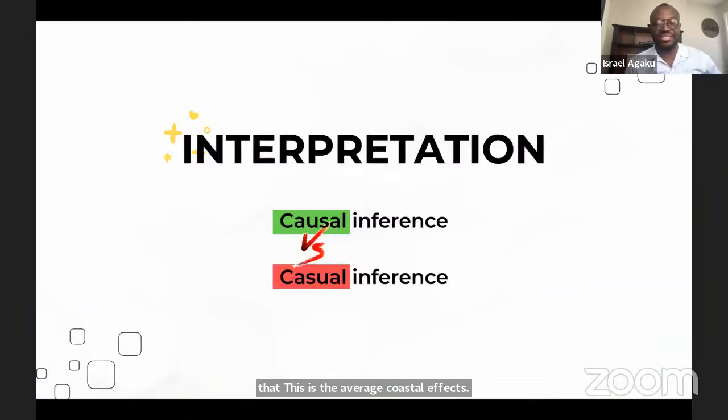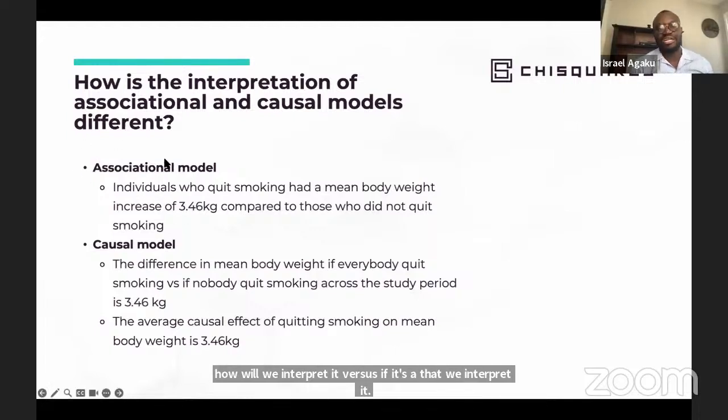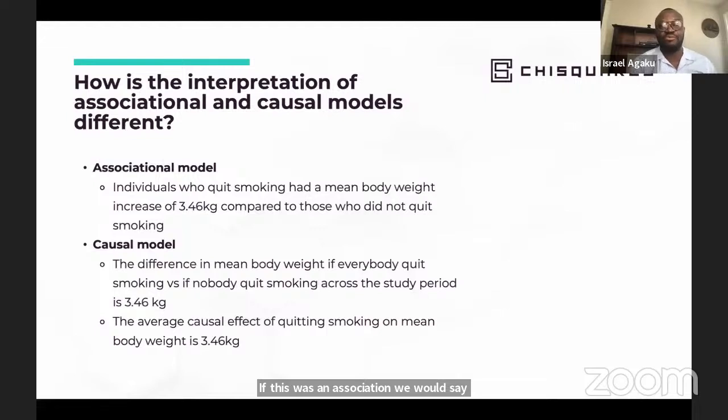So how do we interpret this? We have a value of 3.46. If this was an association, how would we interpret it versus if it's a causal model? If this was an association, we would say individuals who quit smoking had a mean body weight increase of 3.46 kilograms compared to those who did not quit smoking. That's how we would frame it.